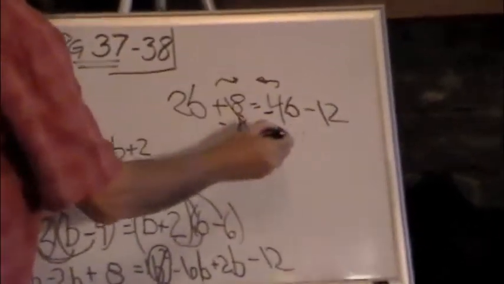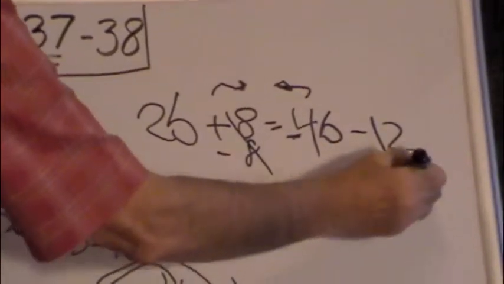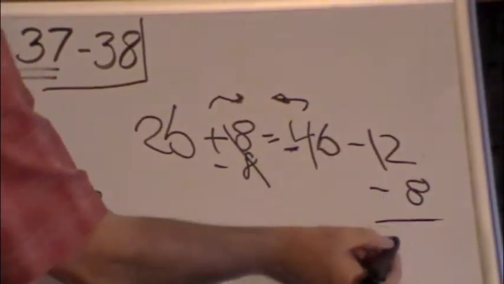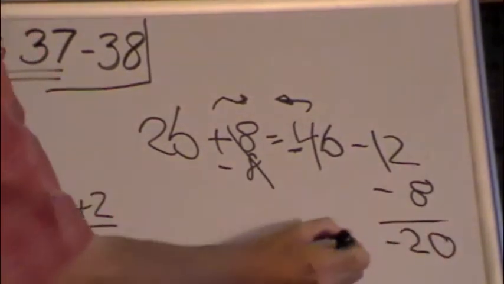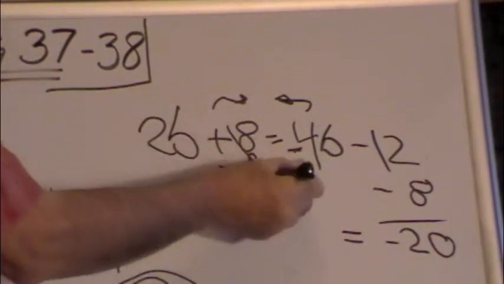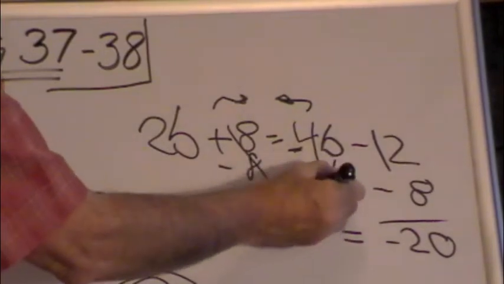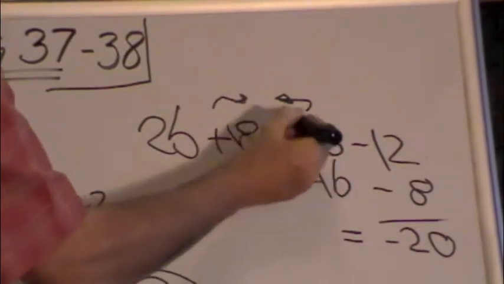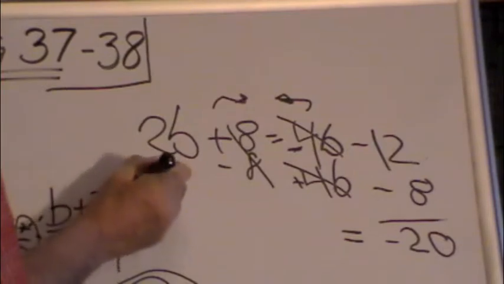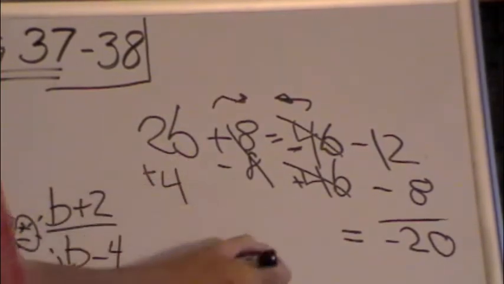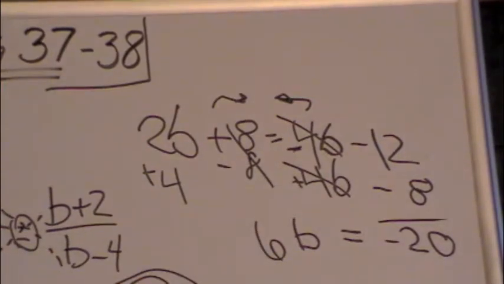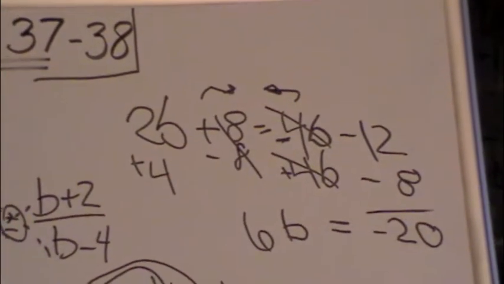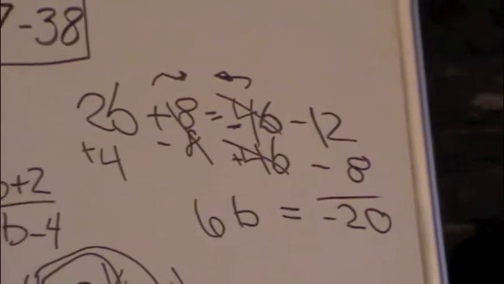Minus 8. Minus 8. Negative 12, negative 8 is a negative what? Don't tell me it's positive, because it's not. Negative 4. I've got to add plus 4, right? Cancel, cancel. Plus 4. So 6B equals a negative 20. Does that make sense to you? Doesn't make any sense to me either. I hope I got it right.